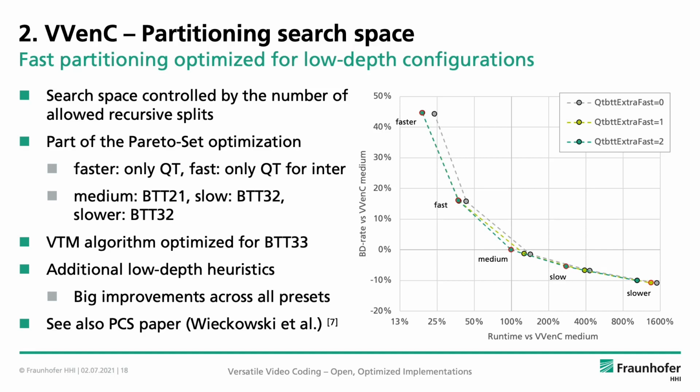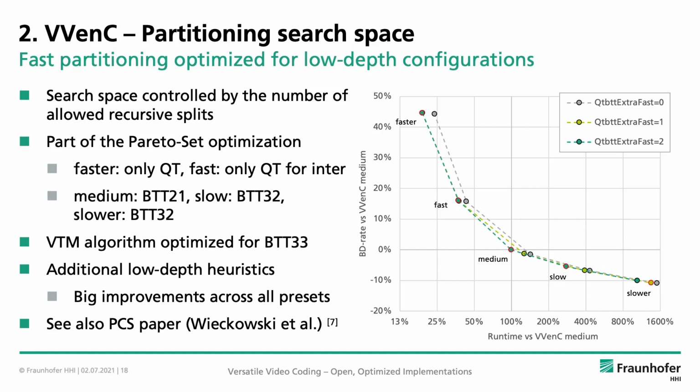That's why we added some more heuristics. On the right in the graph, you can see how those perform along the presets. The green curve is all of our heuristics enabled versus the gray curve, which basically shows you how the presets would perform with the VTM algorithm. And as you can see, most of the time, the green curve really extends the Pareto set provided by the gray curve, except the last point.